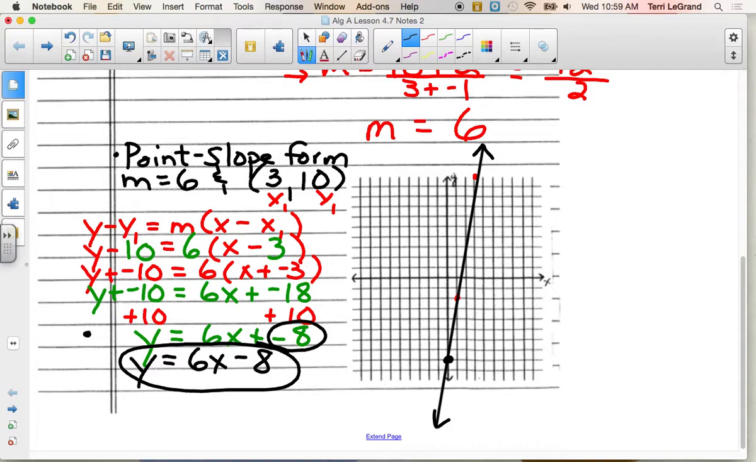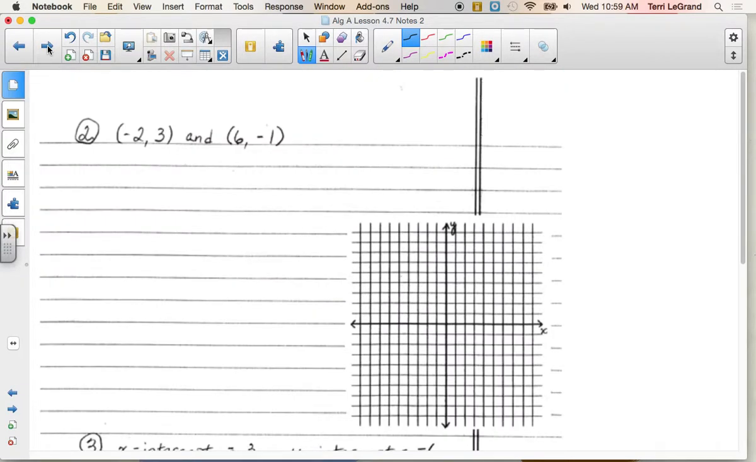Okay, let's go to the back and practice another one. Okay, what's our first step again? We're going to have to find what? What's our first bullet point? We've got to find the slope. So our first thing we're going to do is use our slope formula to find the slope.